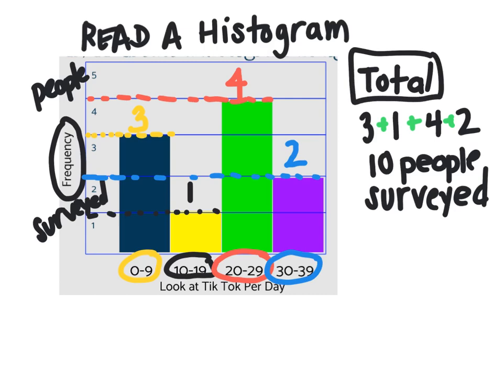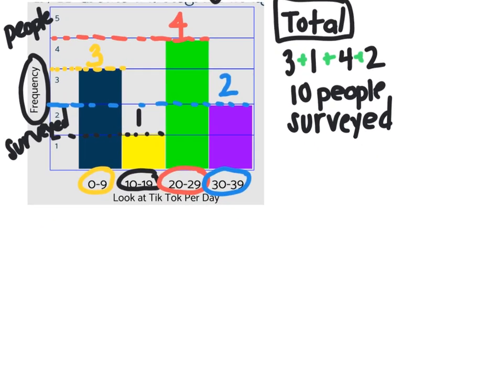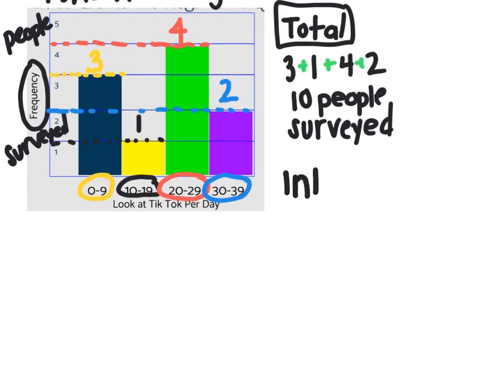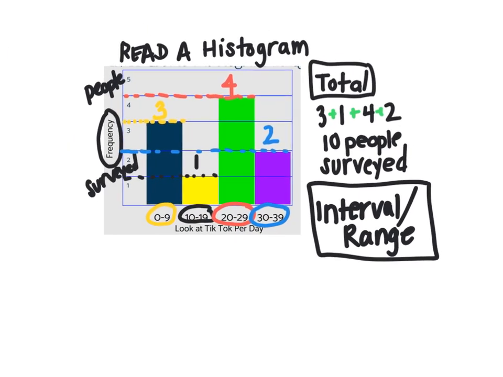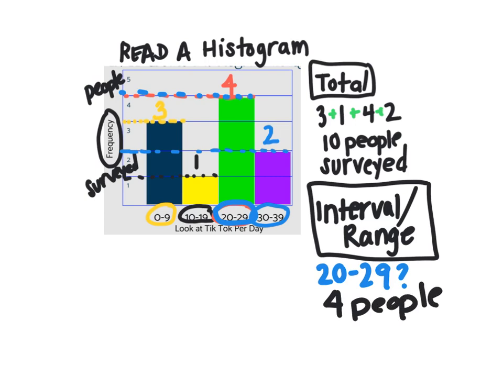Another question might ask about the intervals. So I'm going to write that word, interval, or sometimes we call it range. It's the same thing. So somebody may ask a question about an interval or range. For instance, they may ask, how many people watch 20 to 29 TikToks per day? So we would go to 20 to 29. And we would determine that would be 4 people. So our answer would be 4 people. So that's how you read an interval.